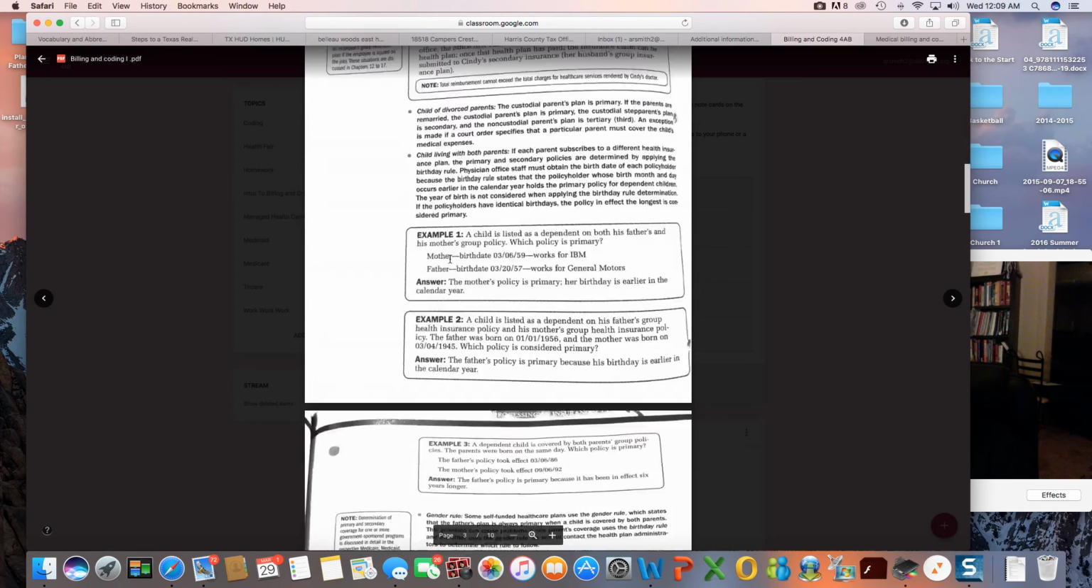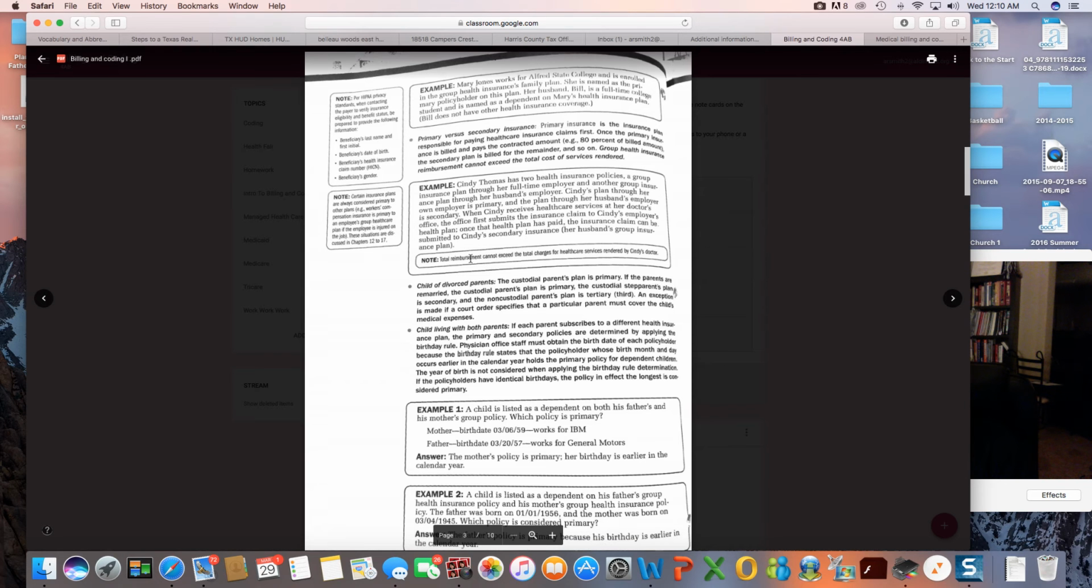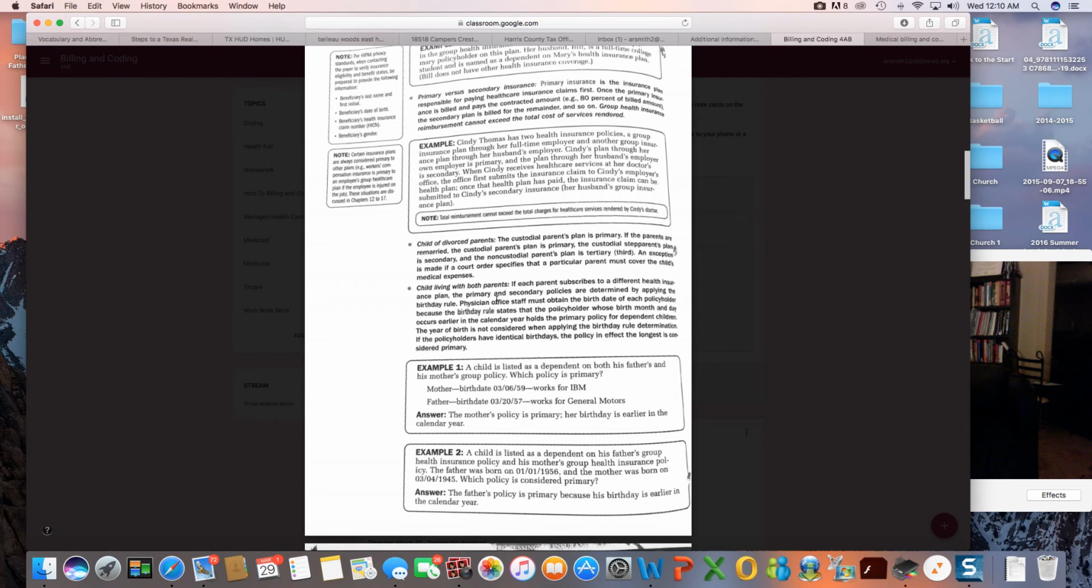Billing and coding. Alright, so what you need to do is go to the document Billing and Coding 1, and the birthday rule is in regards to dependents, meaning children. Who covers the child? There are 2 instances or 3 examples that I will go over with you. This is a really big thing on the test. You need to know it, need to understand it, because they will ask you.